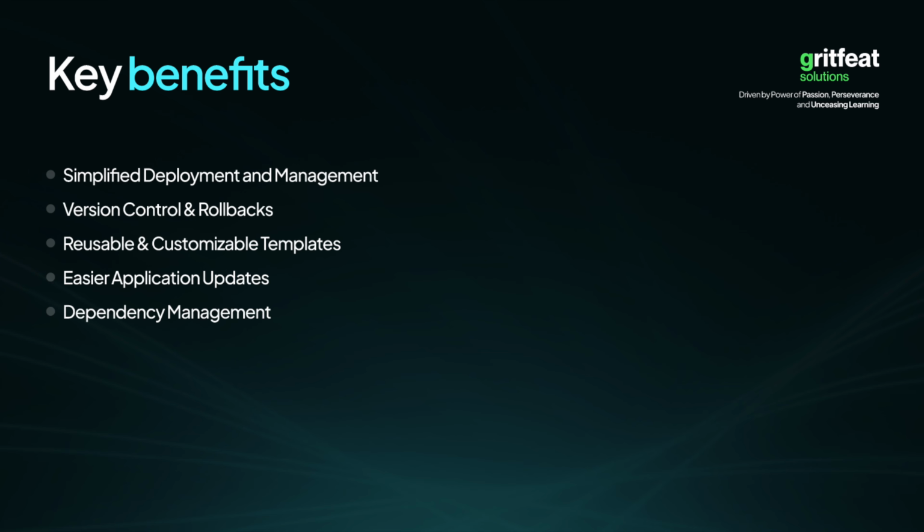Finally, Helm excels at dependency management. Complex applications often rely on other services like databases or MySQL. Helm allows you to define these dependencies within your chart, ensuring that all necessary components are deployed and configured correctly together. This simplifies the deployment of multi-service applications. Helm transforms the way we deploy and manage applications on Kubernetes, making it more efficient, reliable, and scalable.